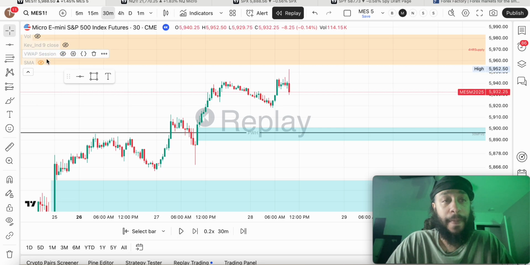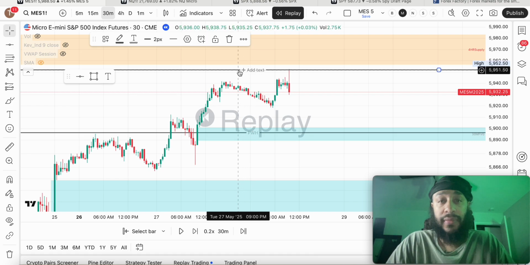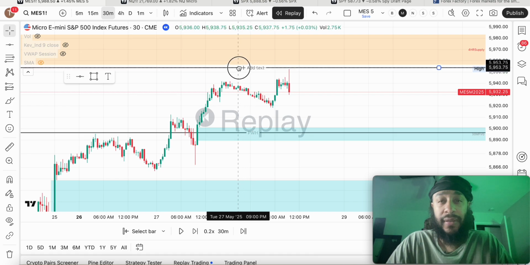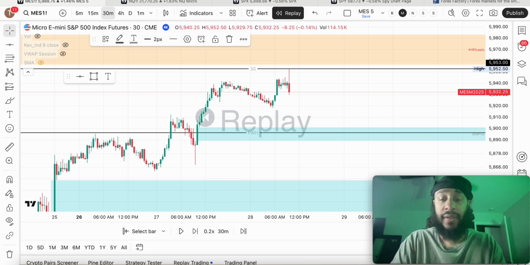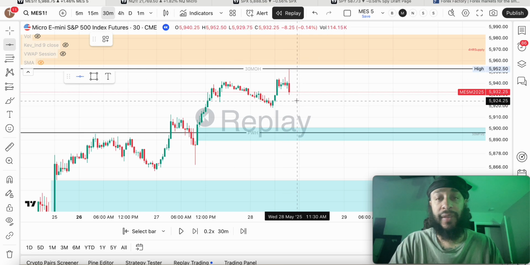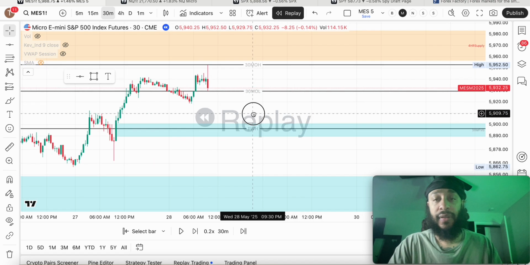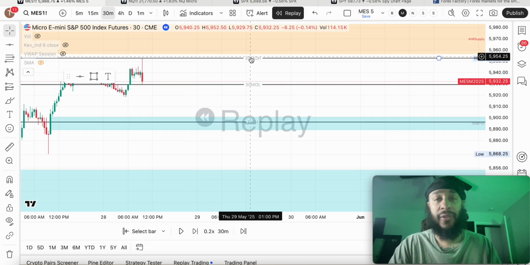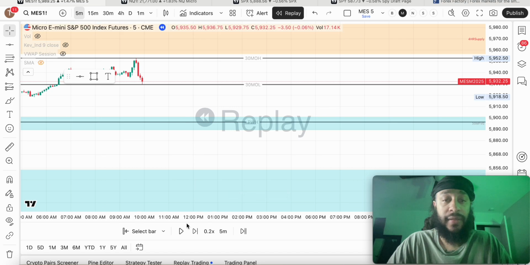Here we go. So what I'll do is mark the high. There we go. And I'll label it 30-minute open high. And then same thing with the low. I'll label that 30-minute open low. All right, as you can see, we got 30-minute open high, 30-minute open low. What I'll do from there, switch to the 5-minute time frame and let it play out.